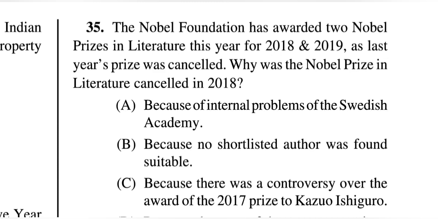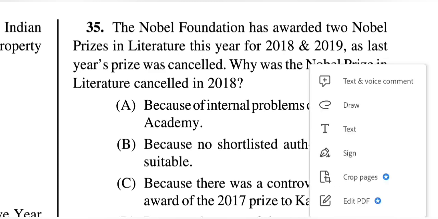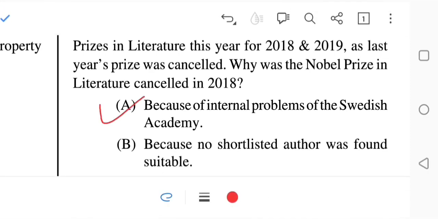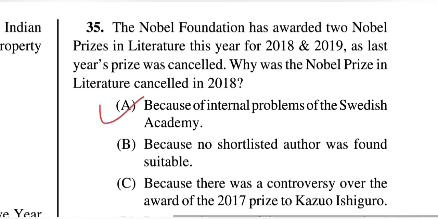So let me give you the correct answer from the official answer key. 35 correct answer is A, because of internal problems of the Swedish Academy, which I have already told you. Okay, so you should not only know why or who was the winner. If the award has not been announced, then you should also know what was the reason behind it.